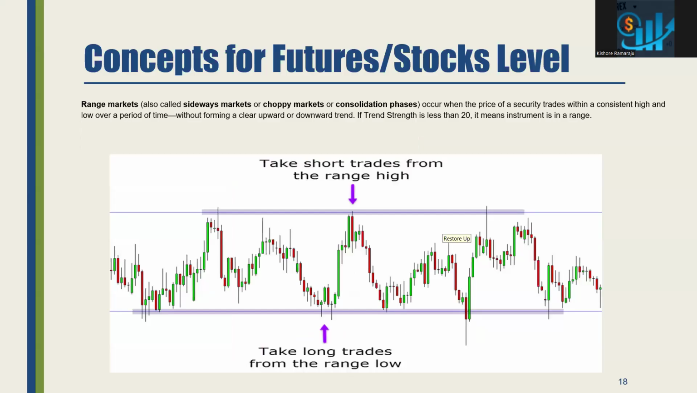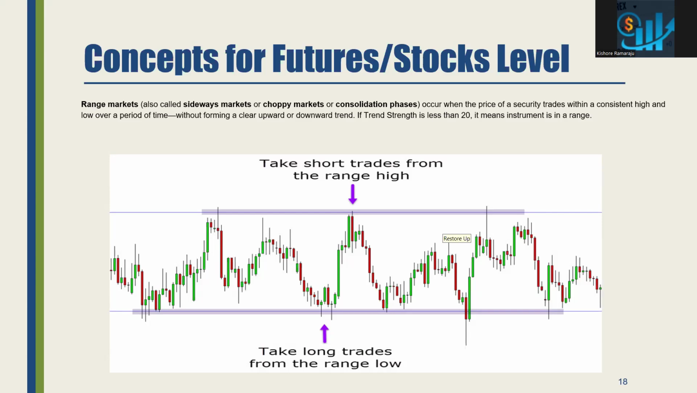The third type of scenario can be a range market, where if the range is too small, better you don't even take any trades. If the range is good enough, then you can trade both sides. Whenever it comes to the bottom, you go long. Whenever it goes to the top, you go short. Or, if you don't want to take any risk, you can avoid trading in the choppy or sideways market.